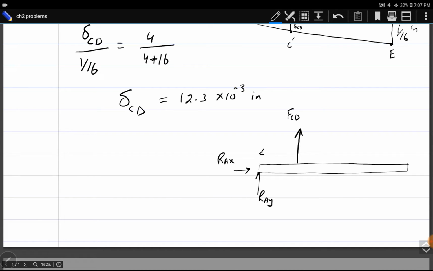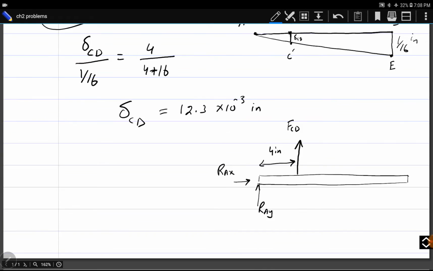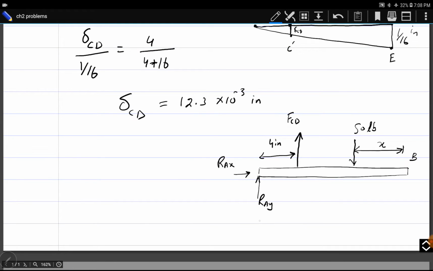It is at a distance of 4 inches. Then we have a downward force of 50 pounds at a distance of x from end B, and at a distance of 20 minus x, because the total length is 20, from end A. We have to find x. For that, first I want to find FCD.